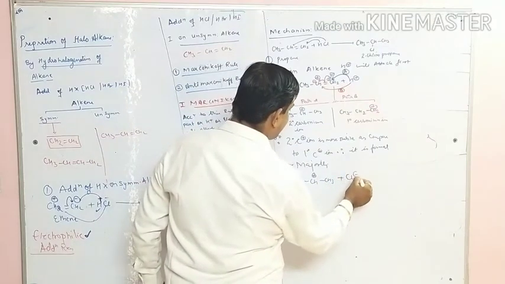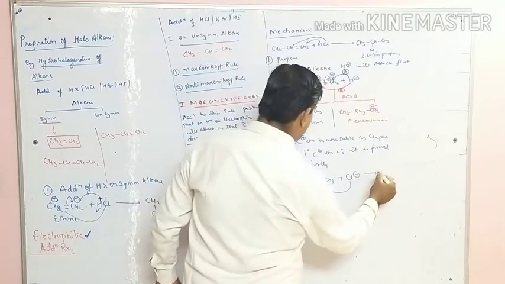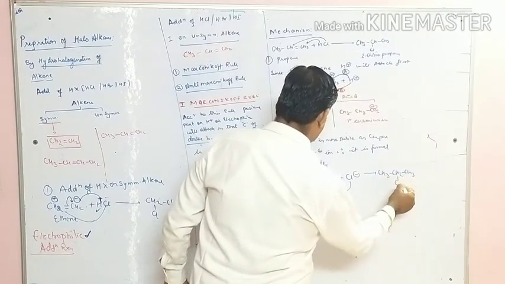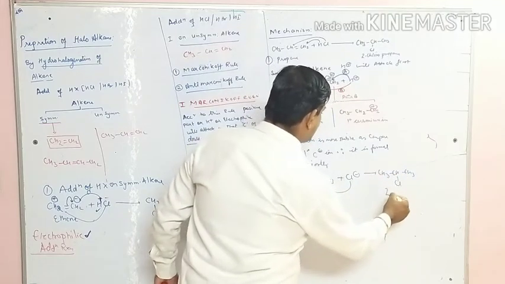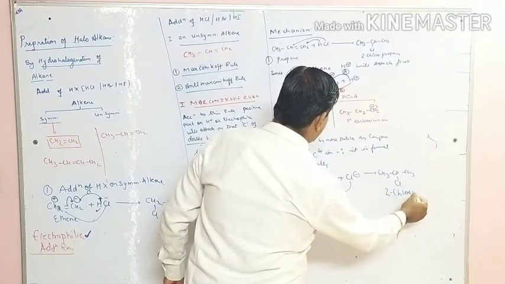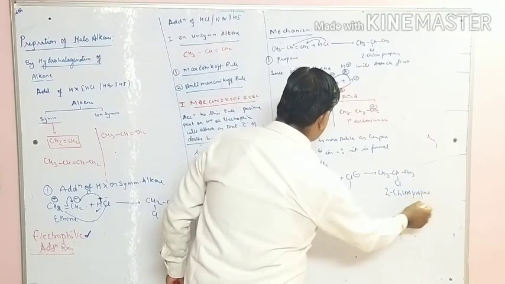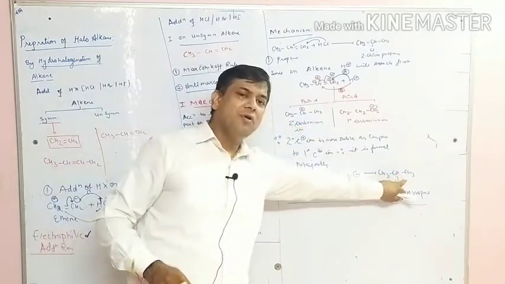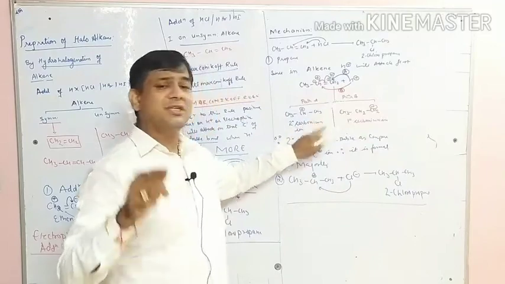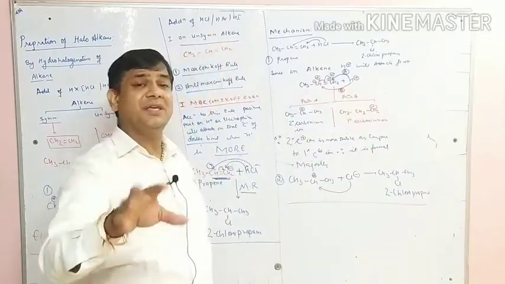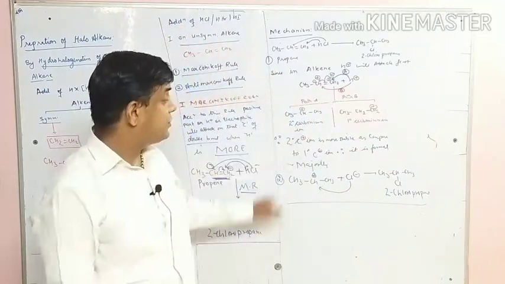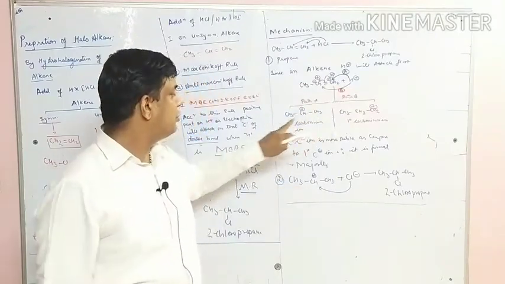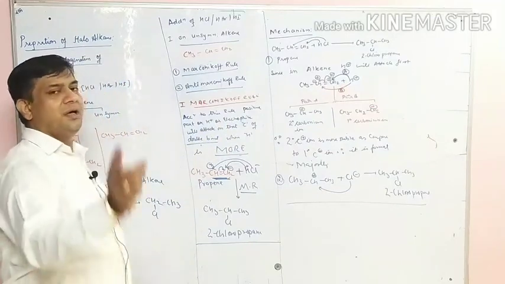So Cl minus will go now on this carbon. So the product is CH3, CH2, CH3, and Cl is there. This is 2-chloropropane. Getting this point? So what happened? Hydrogen goes to that carbon of the double bond where hydrogen is more. Why? Because in that condition, secondary carbonium ion is formed, or we can say a more stable carbonium ion is formed. That's the reason why hydrogen goes to that carbon of the double bond where hydrogen is more. It is in accordance with the Markovnikov rule.